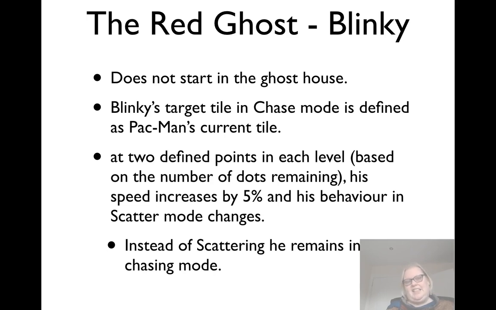At 2 defined points in each level, which are based on the number of dots remaining and how many have been hit by Pac-Man, the speed of Blinky increases by 5%, and his behaviour in scatter mode changes. So instead of scattering at those points, he remains in chasing mode. He's the only ghost that can get faster as the game goes on. He's the only ghost whose speed changes.